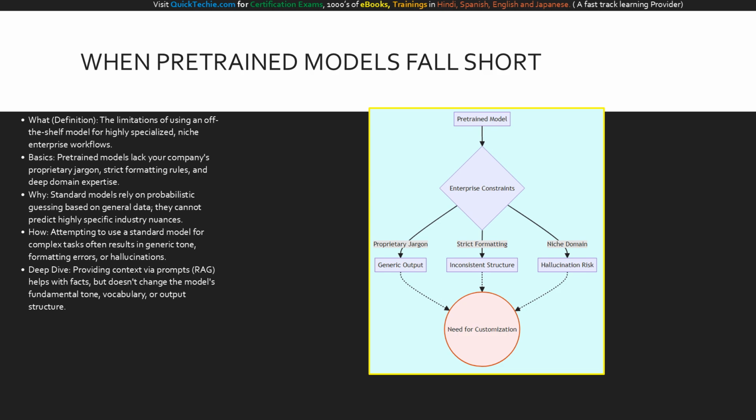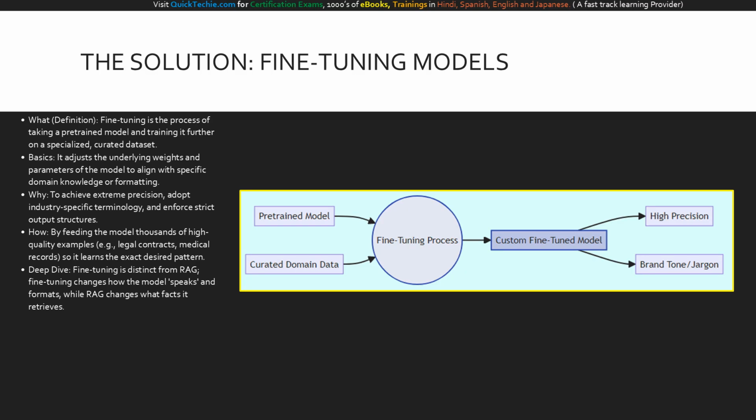When a pre-trained model is too generic, we turn to the ultimate solution: fine-tuning. What exactly is fine-tuning? It is the intricate process of taking a foundational, pre-trained model and subjecting it to a secondary phase of training using your organization's highly specialized, meticulously curated data. The basics of this process involve actually adjusting the mathematical weights and parameters inside the neural network. Why do we go through this effort and expense? To achieve a level of extreme precision that a general model simply cannot reach. Fine-tuning allows the AI to deeply internalize industry-specific terminology and effortlessly generate complex, strictly enforced output structures.